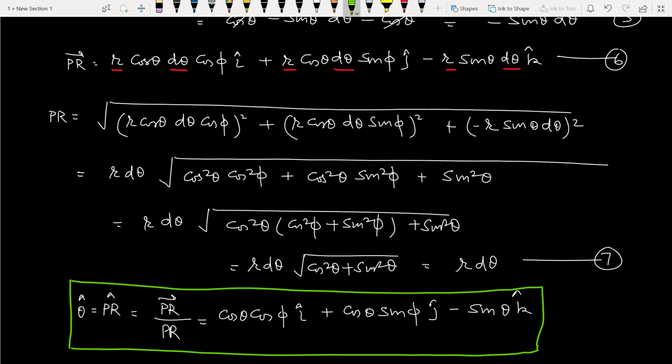So this is all for today. In the next lecture we will find the third spherical polar unit vector and study the various characteristics, properties of these spherical polar unit vectors.